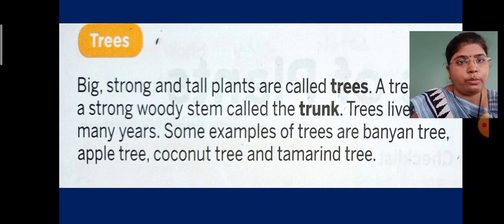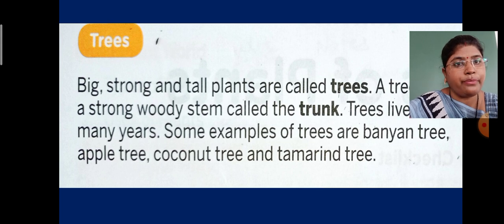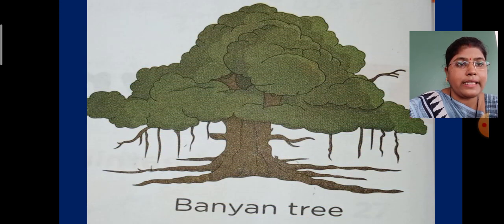You have seen many trees, but some tree names you don't know. So you have to find out and check the names of the trees which you have seen. How do we identify trees? They are big, they have a woody, strong stem, and they are tall. These are the features or qualities of trees. The next type of plant is, see, this is an example of a banyan tree. This is a picture of a tree. Such types of trees are there.